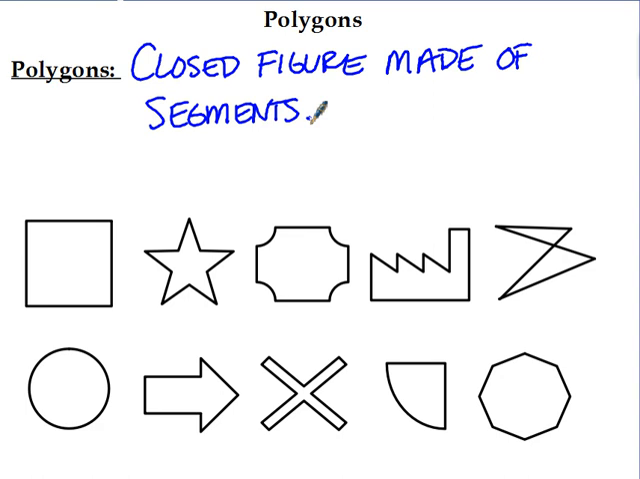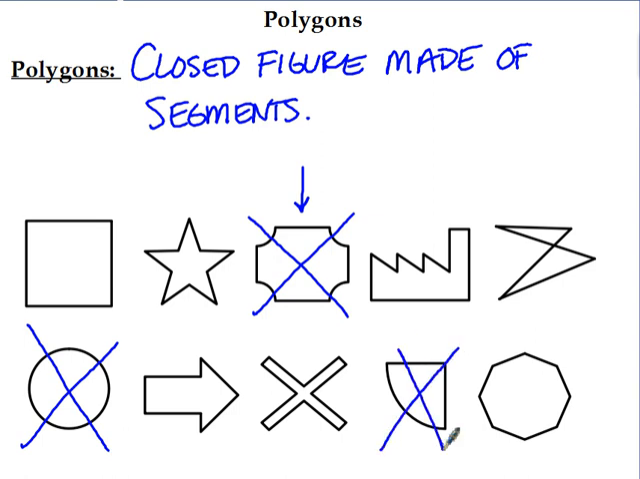So if I look at all of the figures down here at the bottom, there are 10 of them, but not all of them are polygons. This one here in the middle of the top row is not a polygon because it's not made completely of segments. I can see these curves here on the corners are not segments. So anything with curved pieces to it is not a polygon. A circle is not a polygon. And this is a quarter of a circle. That's not a polygon either. So anything that has curves in it is not a polygon.